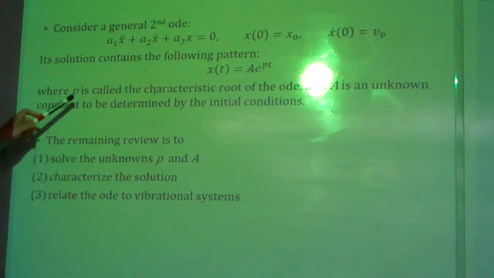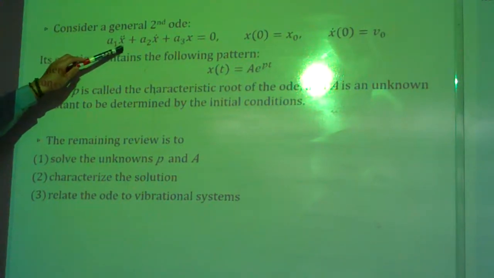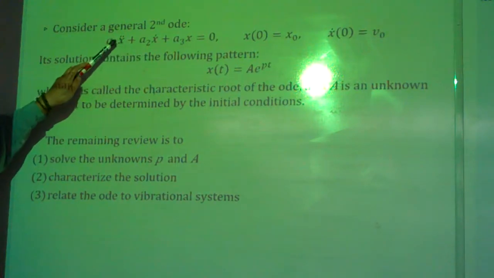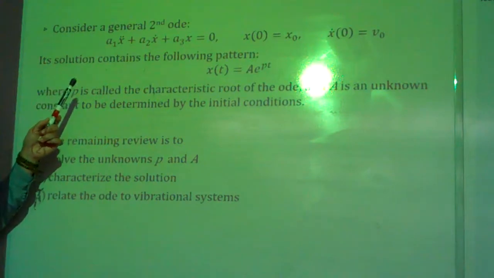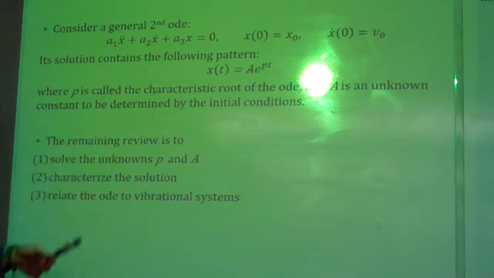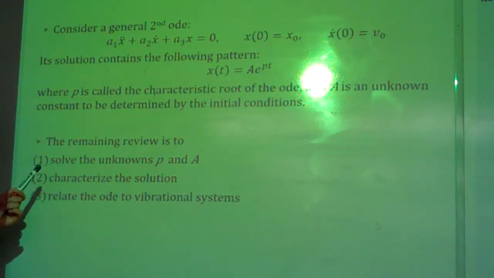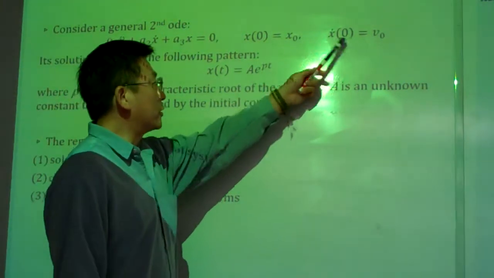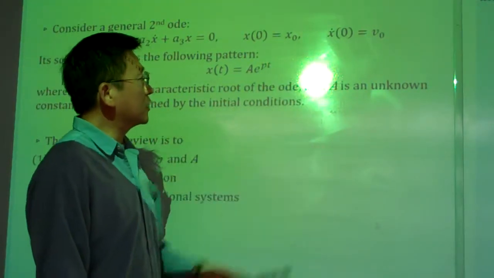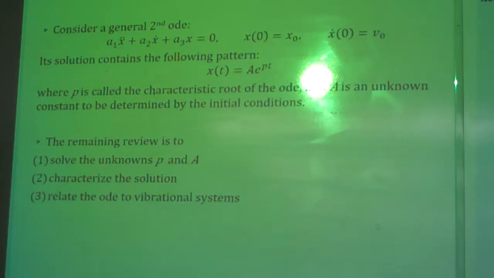So we can start from a very general description of linear ordinary differential equations. Linear means A1, A2, A3 are linear terms. And actually, in our vibrations, A1, A2, A3 are constants. That is the form we're going to deal with in vibrations. And we consider initial conditions. In general, we assume the initial conditions are non-zero. Based upon this general template, we're going to see how we can solve for the solutions.